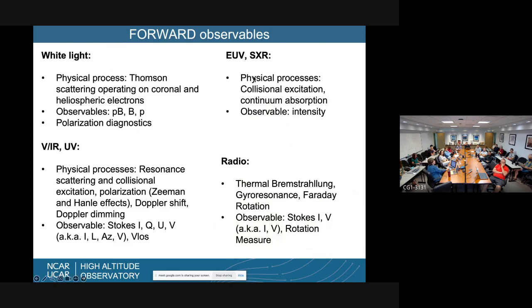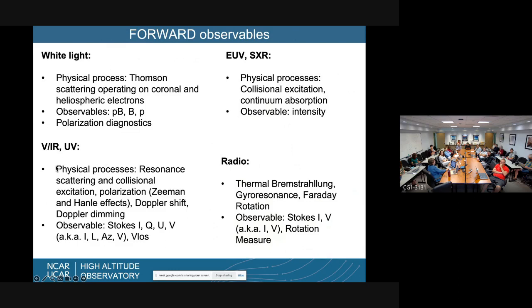In the EUV and soft X-ray, your physical processes are collisional excitation as well as continuum absorption. Again, like I said, we have a kind of blocking type thing put in so that you can have an absorption modeled structure in the middle of an emission structure. So we have a way of identifying if you have cold plasma and then creating an absorption type structure. But mostly you're looking at the emission from the collisional excitation.